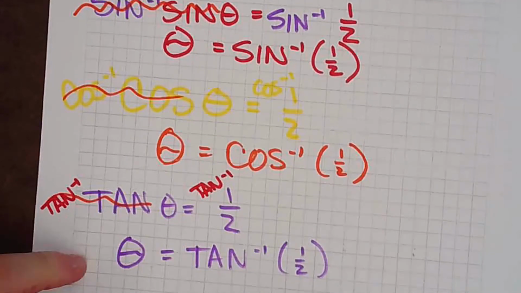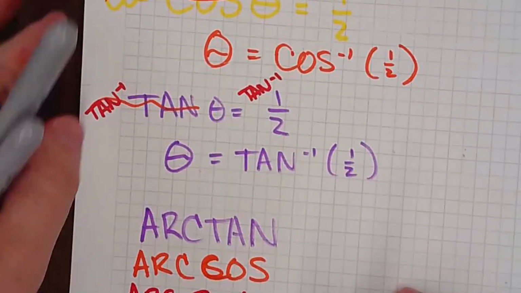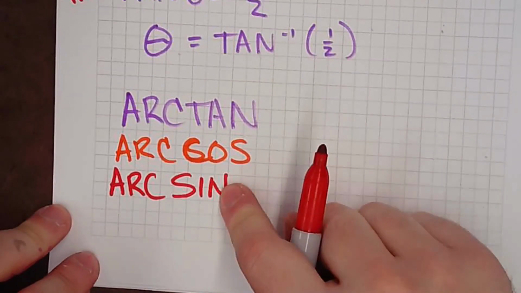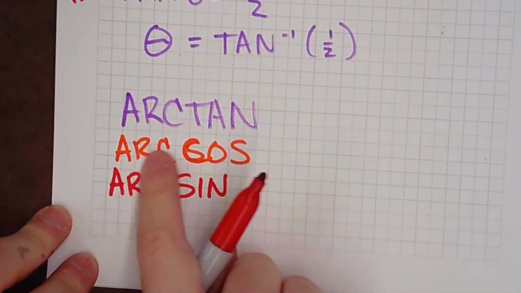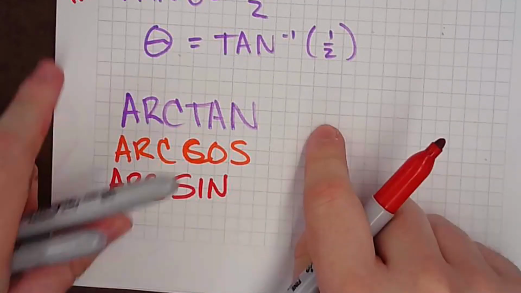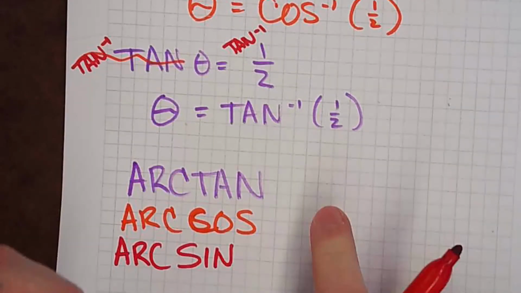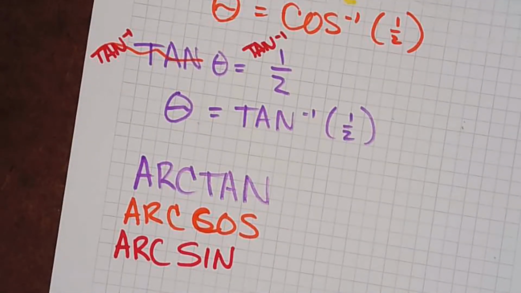sine. So tangent, cosine, and sine have their opposites. Arc tan, arc cosine, and arc sine. Another way to say it is tangent inverse or sine inverse, whatever you prefer. Okay? It's just another name for it. We're just learning names today.